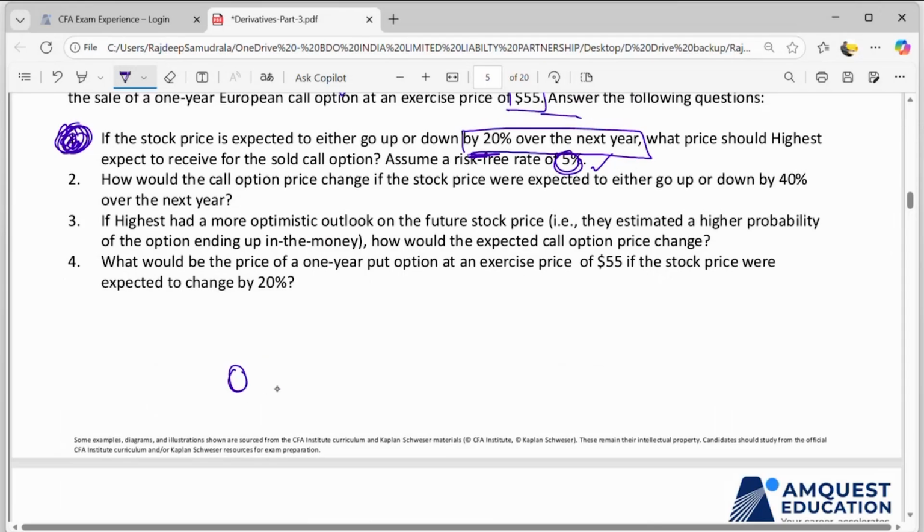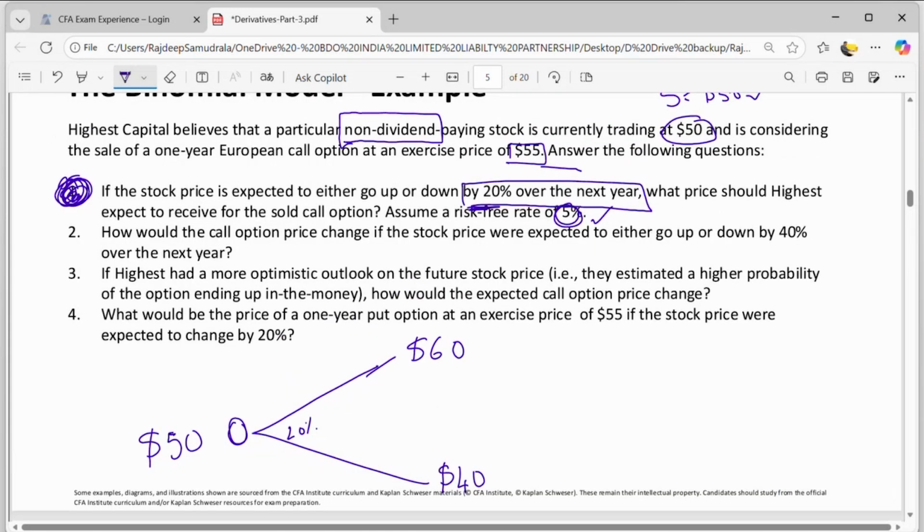So I'm at time 0, right? Now, today the stock price is $50, right? I'm saying it could go up or down by 20%. So if it goes up by 20%, it will become $60. If it goes down, it will become $40, right? Now, what will be the call value? The call value, if it becomes $60, will be $5, correct? And the call value, if it becomes $40, will be 0, right?